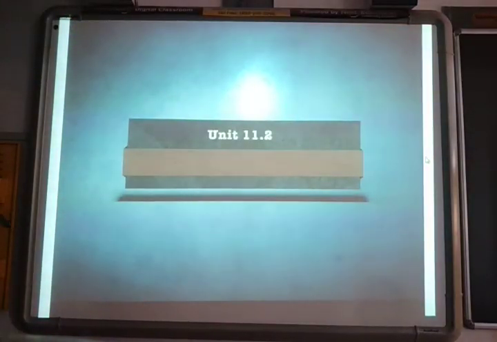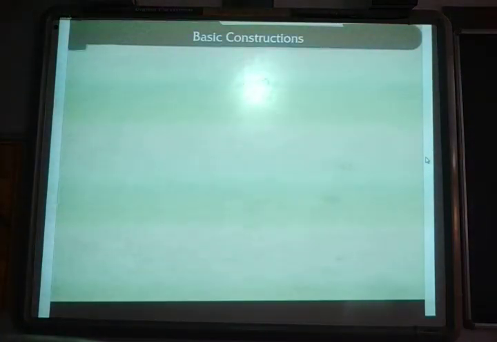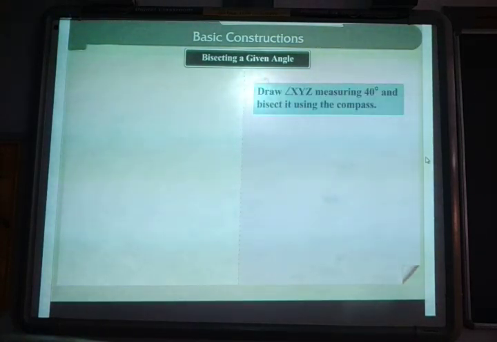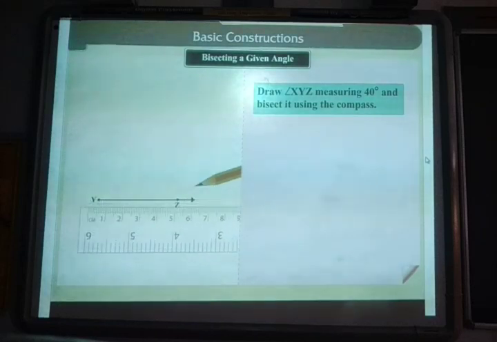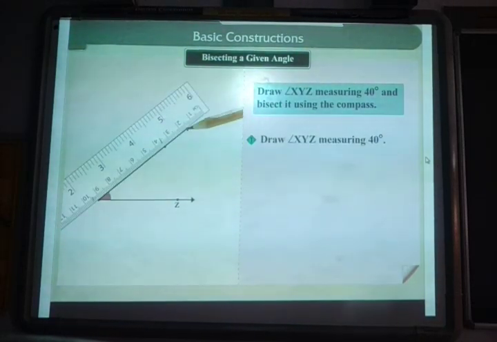Unit 11.2 Basic Constructions. Bisecting a given angle. Let's draw an angle XYZ measuring 40 degrees and bisect it using the compass. Draw angle XYZ measuring 40 degrees.